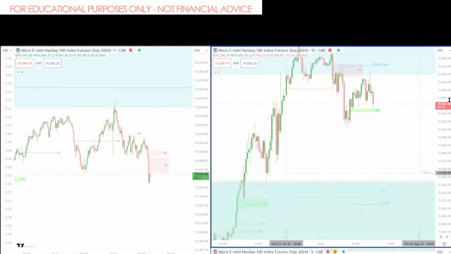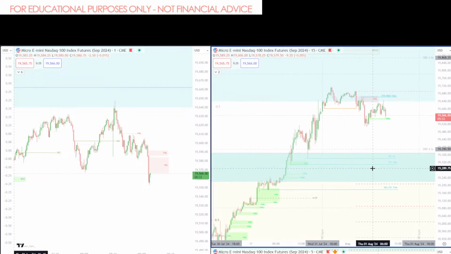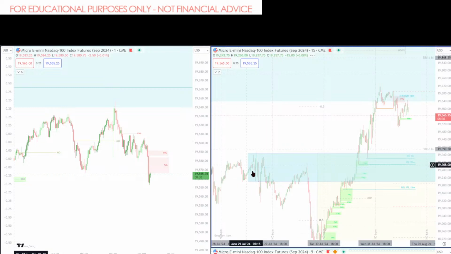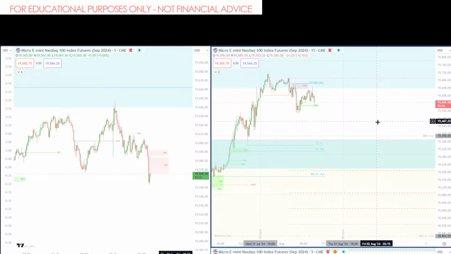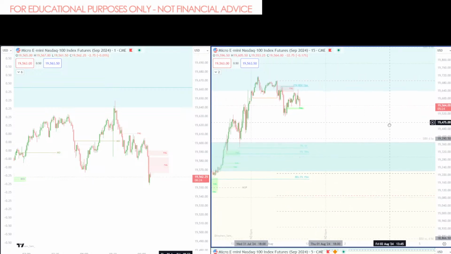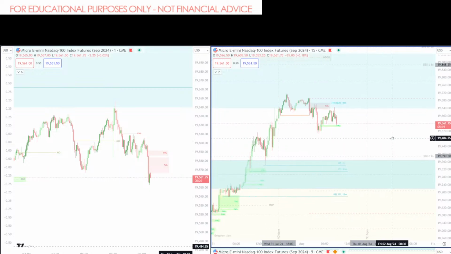Okay, so on the 15 minute, and then I also marked off the 4 hour. This was the 4 hour bullish breaker that we had from back over there. My guess is that we're going lower. Tomorrow is non-farm payroll, so I believe ICT says today is not a good day to trade.